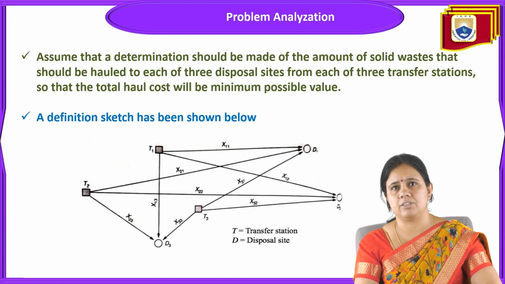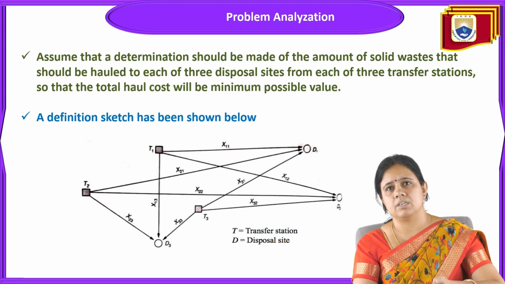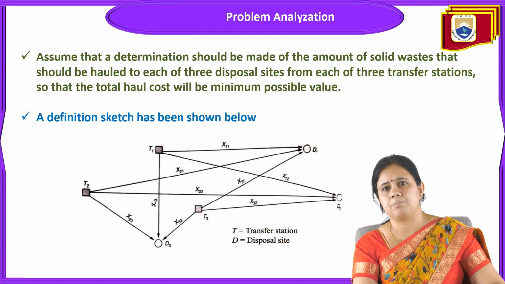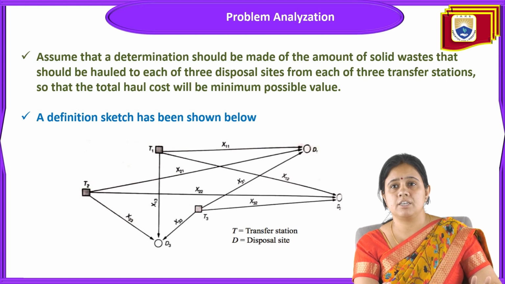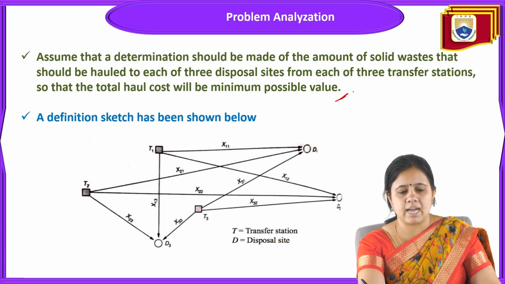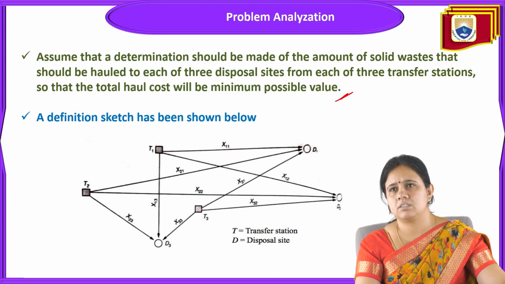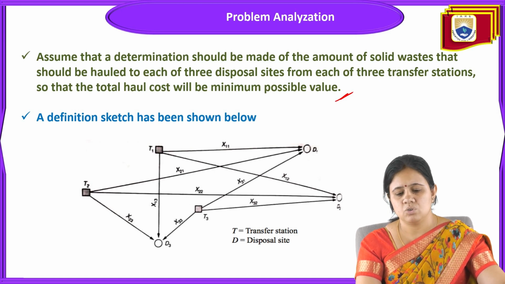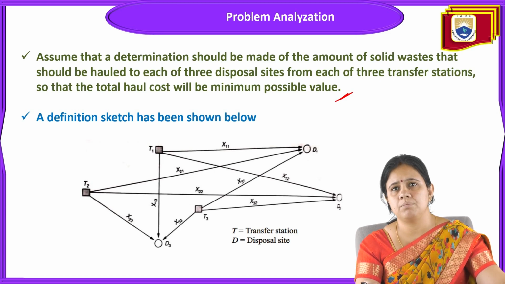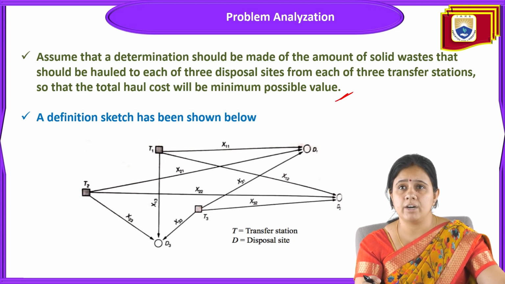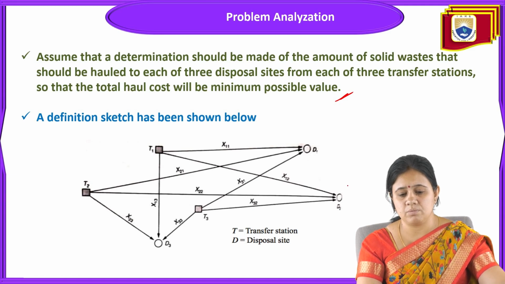Next is the problem analysis. This is how to solve the problems related to the transfer station and disposal site. First, assume that a determination should be made of the amount of solid waste that should be hauled to each of the three disposal sites from each of the three transfer stations, so that the total haul cost will be the minimum possible value. So here we have to determine what will be the amount of solid waste that should be hauled to each of the disposal sites.